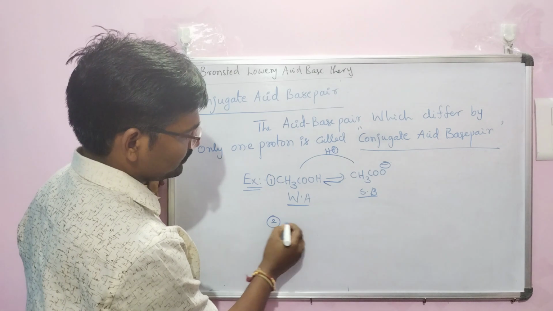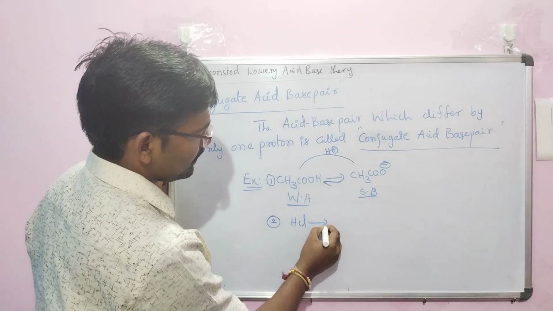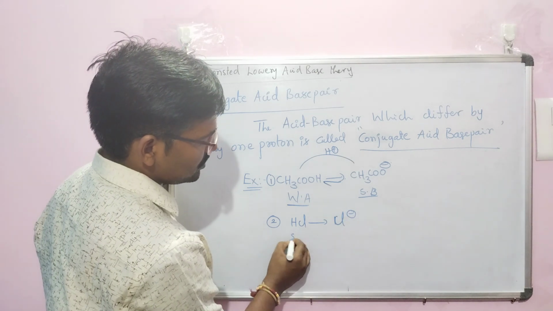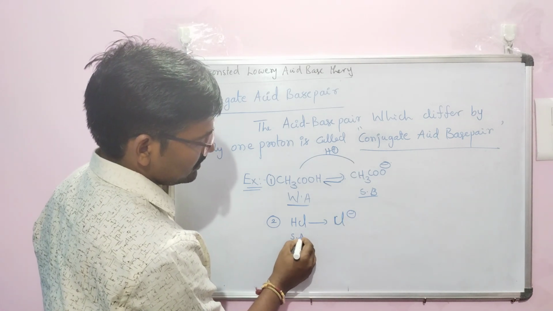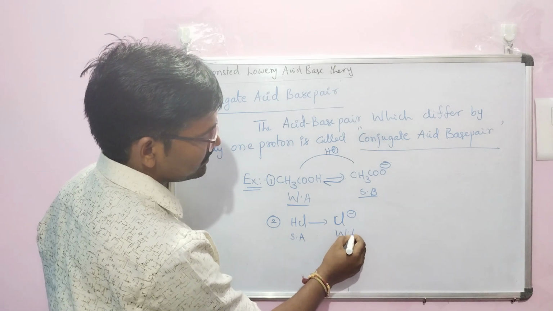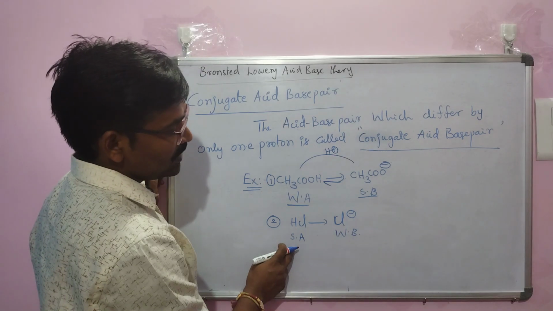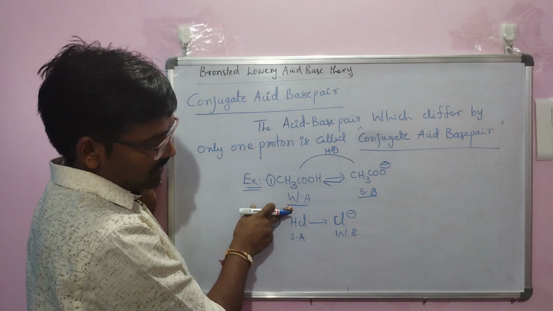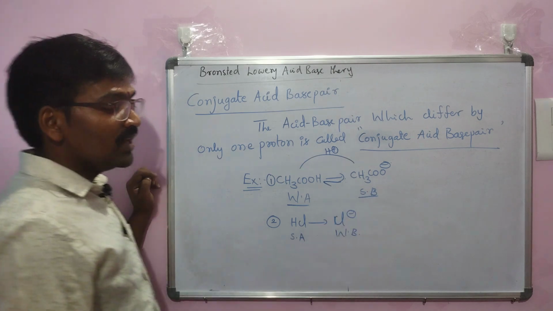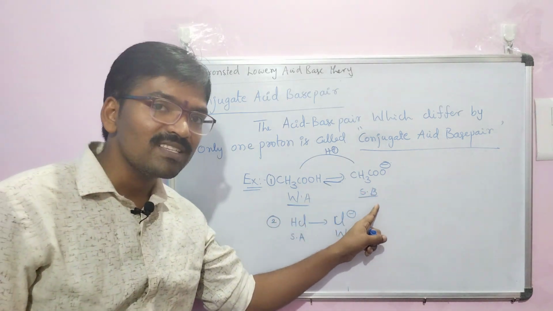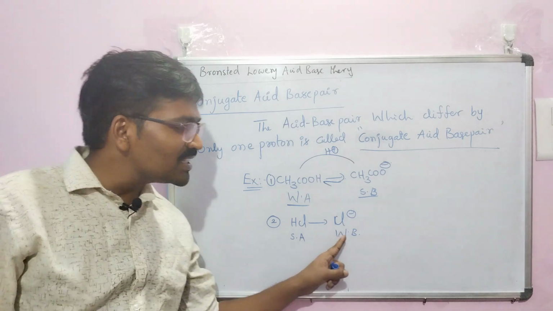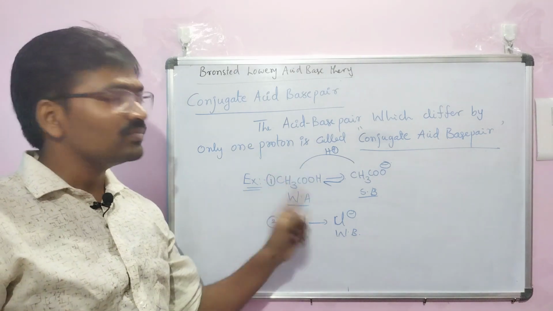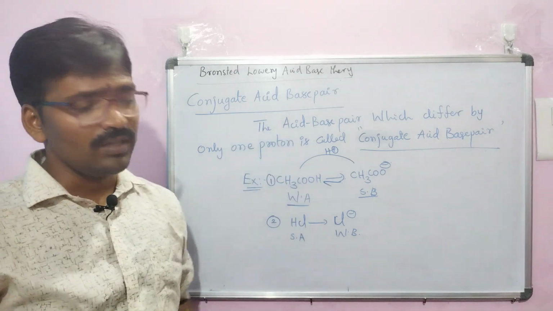Then the second one, HCl converted into Cl minus. It is a strong acid, and it produces a weak base. A weak acid produces a strong base, and a strong acid produces a weak base. That is the logic here. So these two are conjugate acid base pairs.